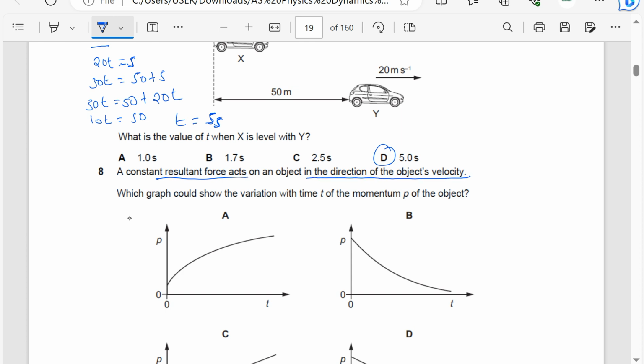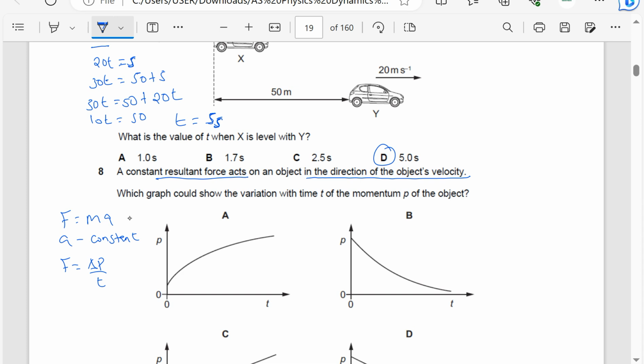So if the force is in the direction of the object's velocity, the momentum must be positive, since F is in the same direction as the velocity. So the acceleration must be positive. We know that force is equal to mass times acceleration. And since F is constant, a is constant because they are directly proportional. We also know that force is equal to the rate of change of momentum.